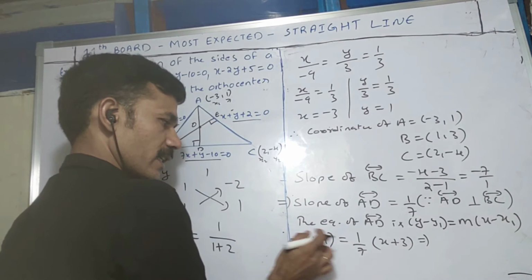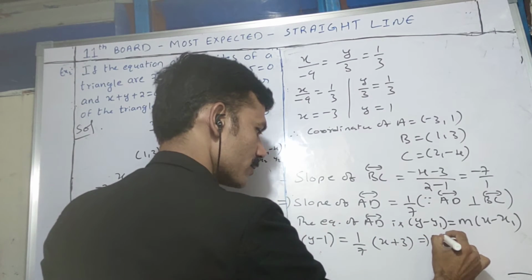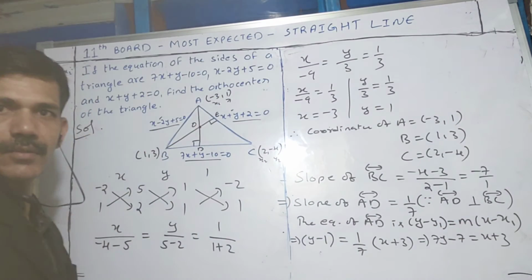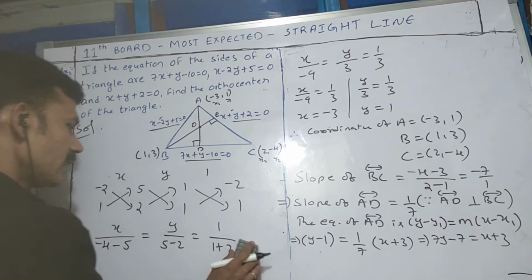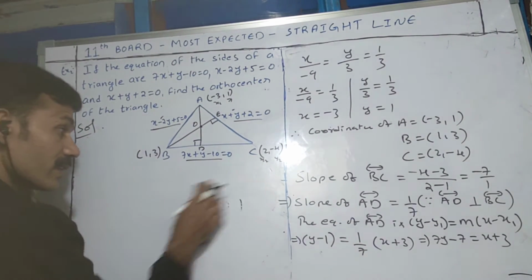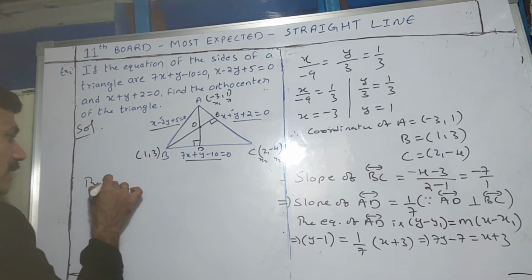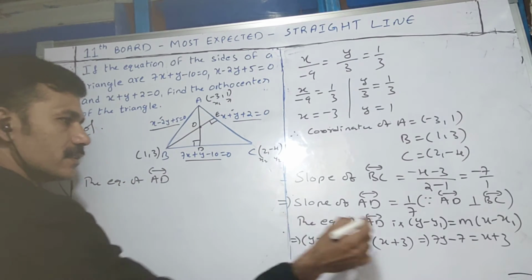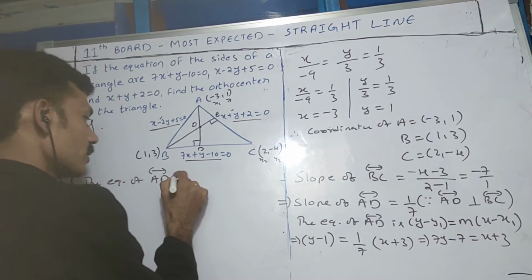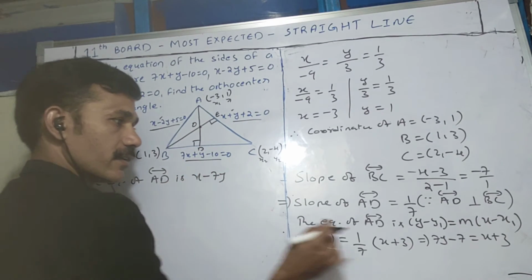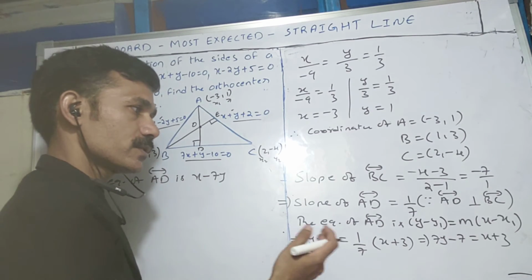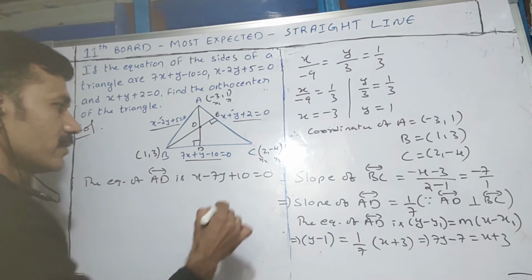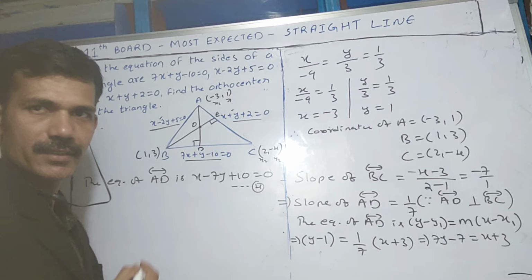So here we can do cross multiplication. 7 times we have to multiply: 7 times (y minus 1) will be equal to x plus 3. We can bring the terms to one side and we'll get the equation of the AD line. Transposing 7y to that side, and minus 7 to that side, plus 7. So 7, there already 3 is there, 7 plus 3, 10. We got the line equation: x minus 7y plus 10 equals 0. You can number it as 4.